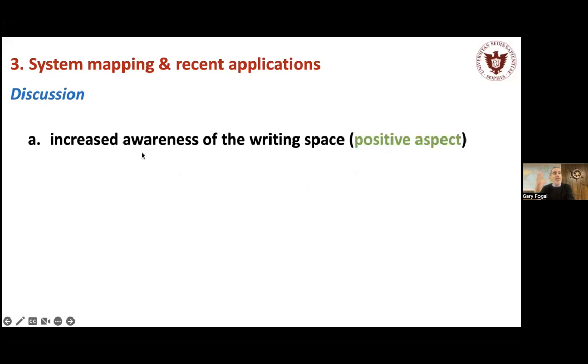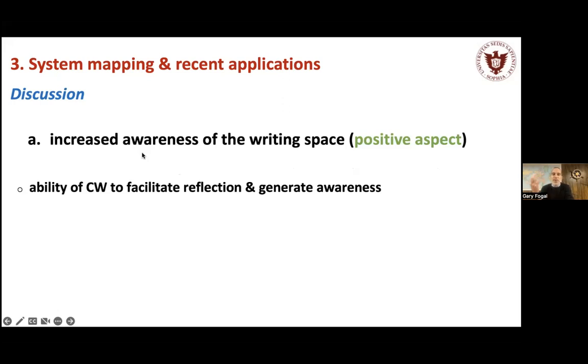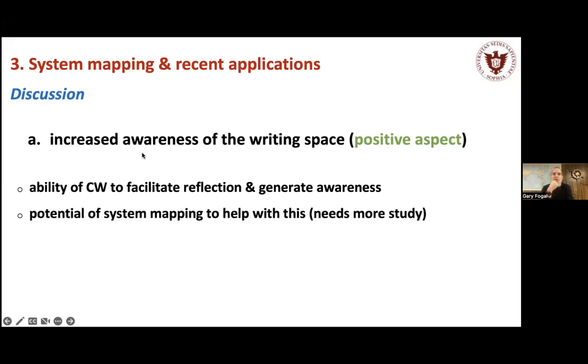So let me begin with some positive aspects. First, as we noted earlier, an increased awareness in the writing space is known to benefit L2 writers. So this study highlights the ability of collaborative writing to facilitate that reflection and generate said awareness, and also underscores the potential contribution of system mapping to help with this.